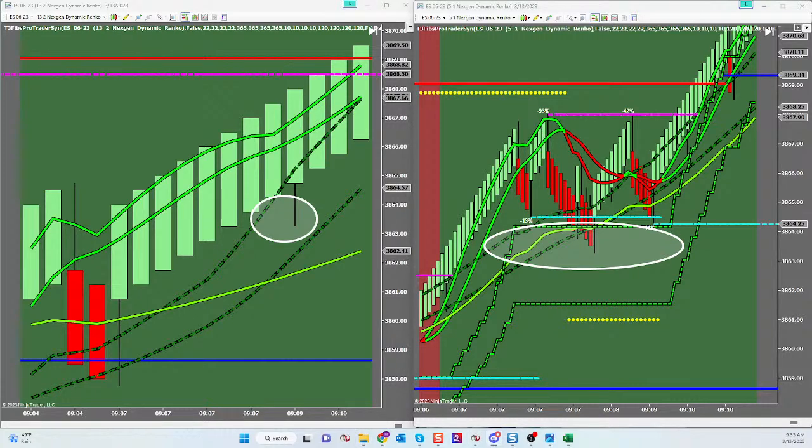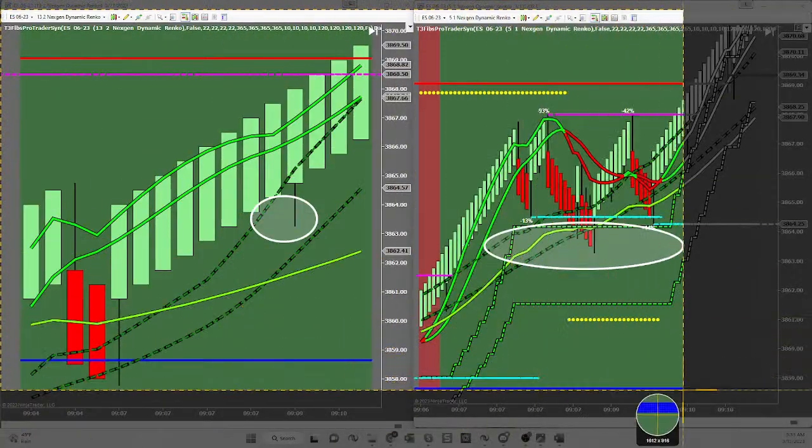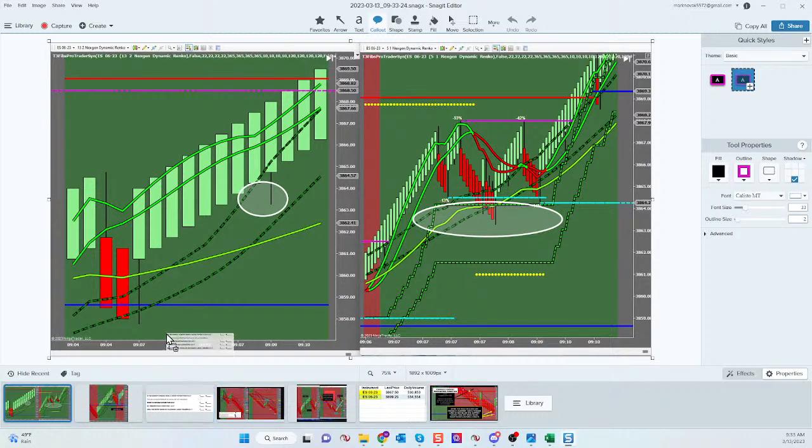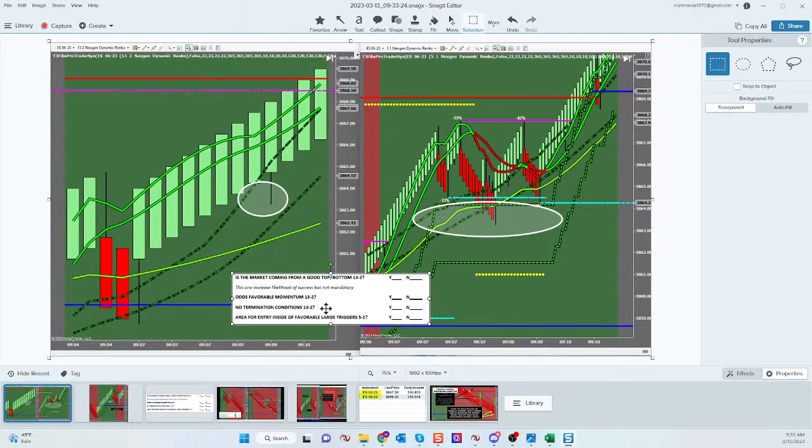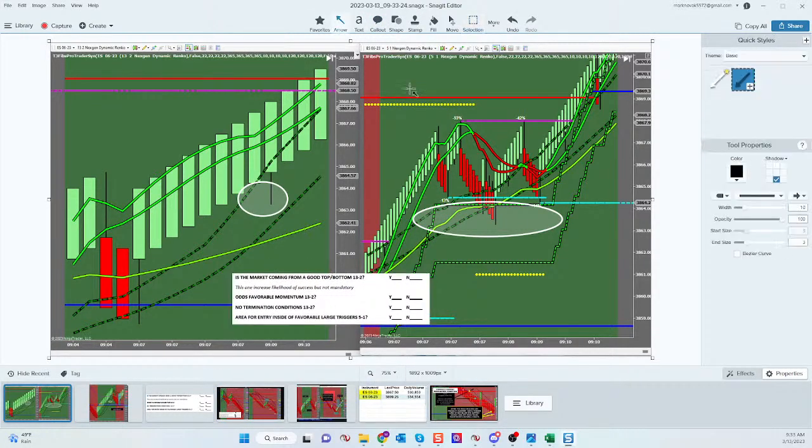The easiest way for you to make sure you're doing what's right is to take a picture. And I just gave you guys a couple spreadsheets. Is the market coming from a good top or bottom? Was there a termination condition at the bottom that created full reversal that gave us odds favorable? In this case, it was a yes on the S&P.